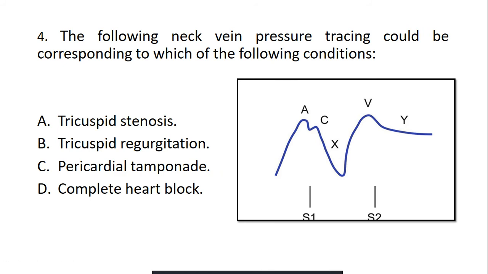The following neck vein pressure tracing could be corresponding to which of the following conditions? Where's the problem? Oh, the opposite. A is okay, C as well. X steep, deep. V normal. Y blunted. Steep X, blunted Y. Blunted Y means that after S2 we have diastole, but there is no diastolic filling. Your patient is shocked. Why? Because he has X and Y changes. So pericardial disease, tricuspid stenosis, tricuspid regurgitation, pericardial tamponade, complete heart block. It's pericardial tamponade.